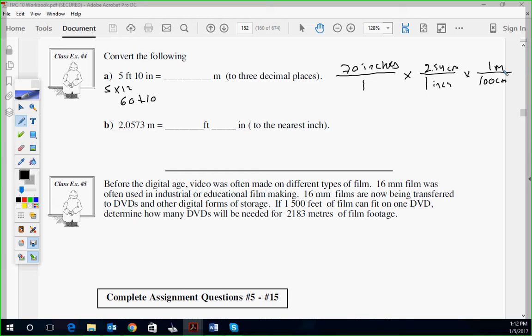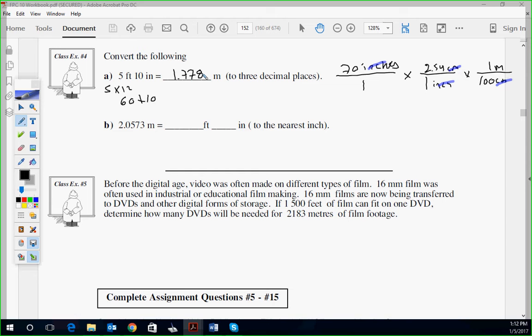Because again, look, inches gone, centimeters gone. I just multiply. So you'll do 70 times 2.54 divided by 100, and you will end up getting 1.778. Okay? This one here, meters to feet and inches.